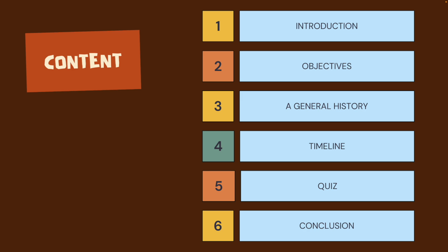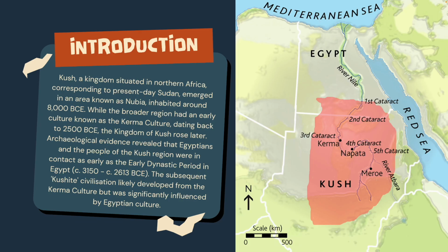and we'll conclude. Kush, a kingdom situated in northern Africa, corresponding to present-day Sudan, emerged in an area known as Nubia, inhabited around 8000 BCE.